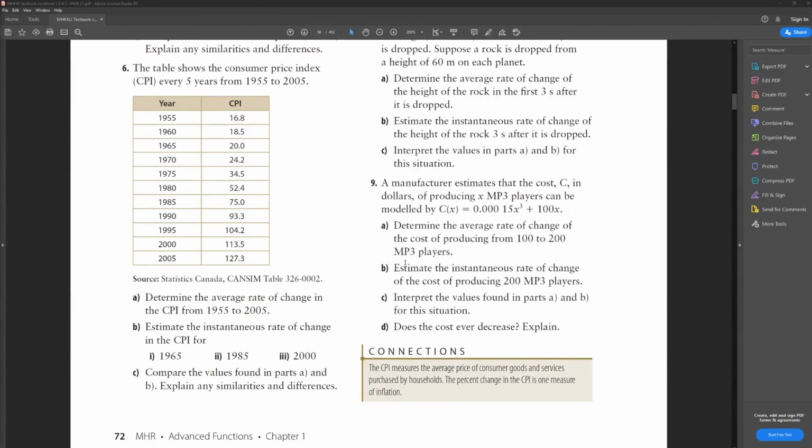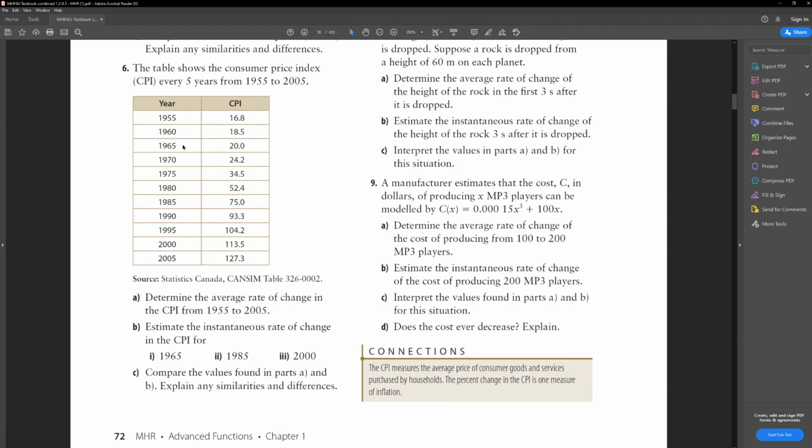The table shows the Consumer Price Index, CPI, every 5 years from 1955 to 2005. Determine the average rate of change of the CPI from 1955 to 2005. Again, this is rather simple. We just did this. Just use the delta y over delta x equation and you will get the following values. You would do 127.3 minus 16.8, all divided by 2005 minus 1955, which is approximately 2.21 CPI per year.